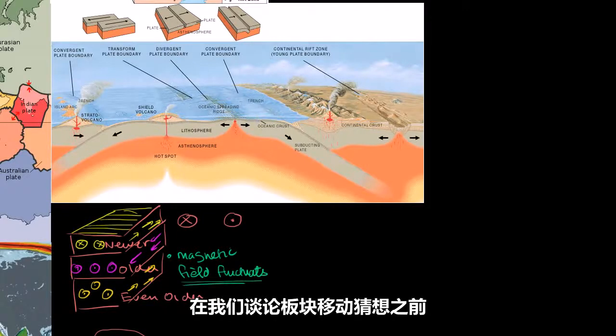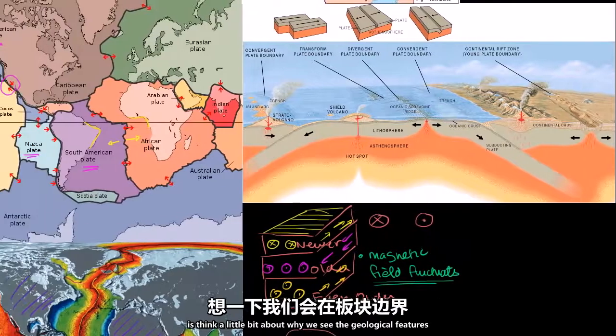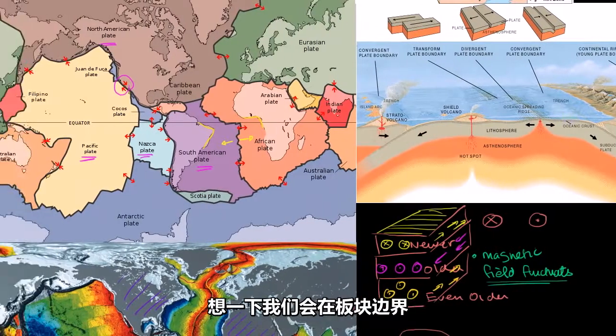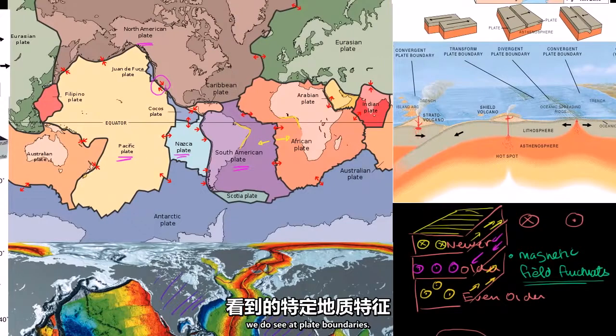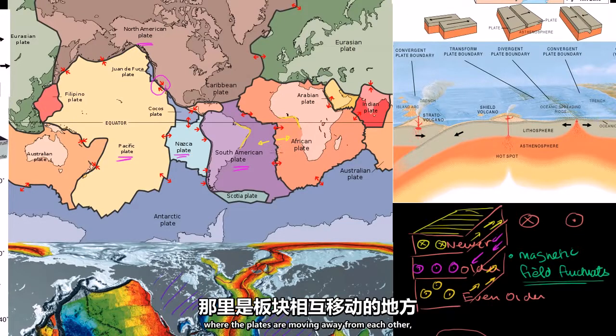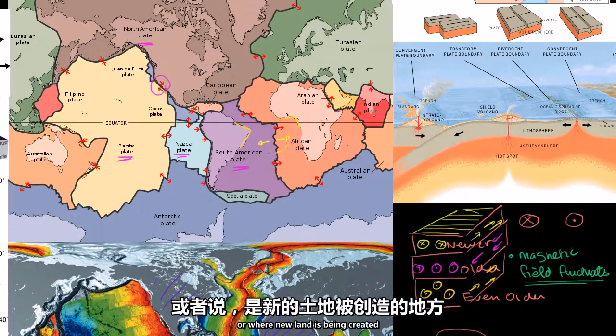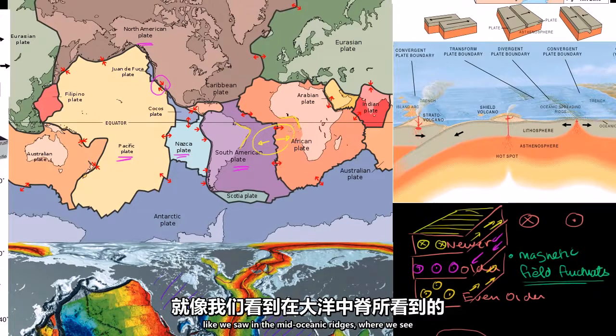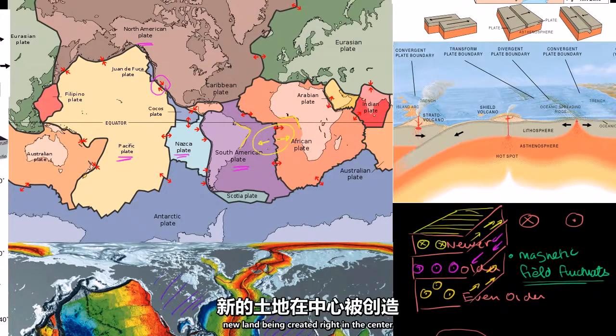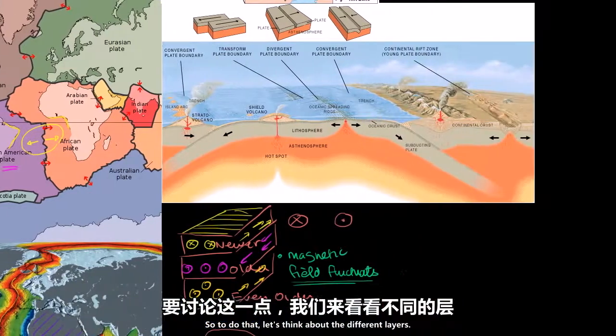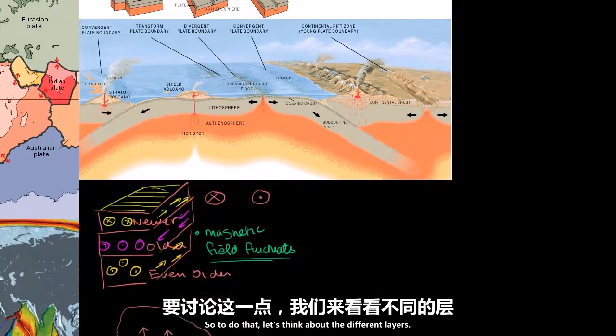Before we go into possible theories as to why plates actually move, what I want to do in this video is think a little bit about why we see the geological features we do see at plate boundaries. And in particular, I want to focus on the features we see at divergent plate boundaries, where the plates are moving away from each other, or where new land is being created, like we saw in the mid-oceanic ridges, where we see new land being created right in the center and moving outwards from them. So to do that, let's think about the different layers.